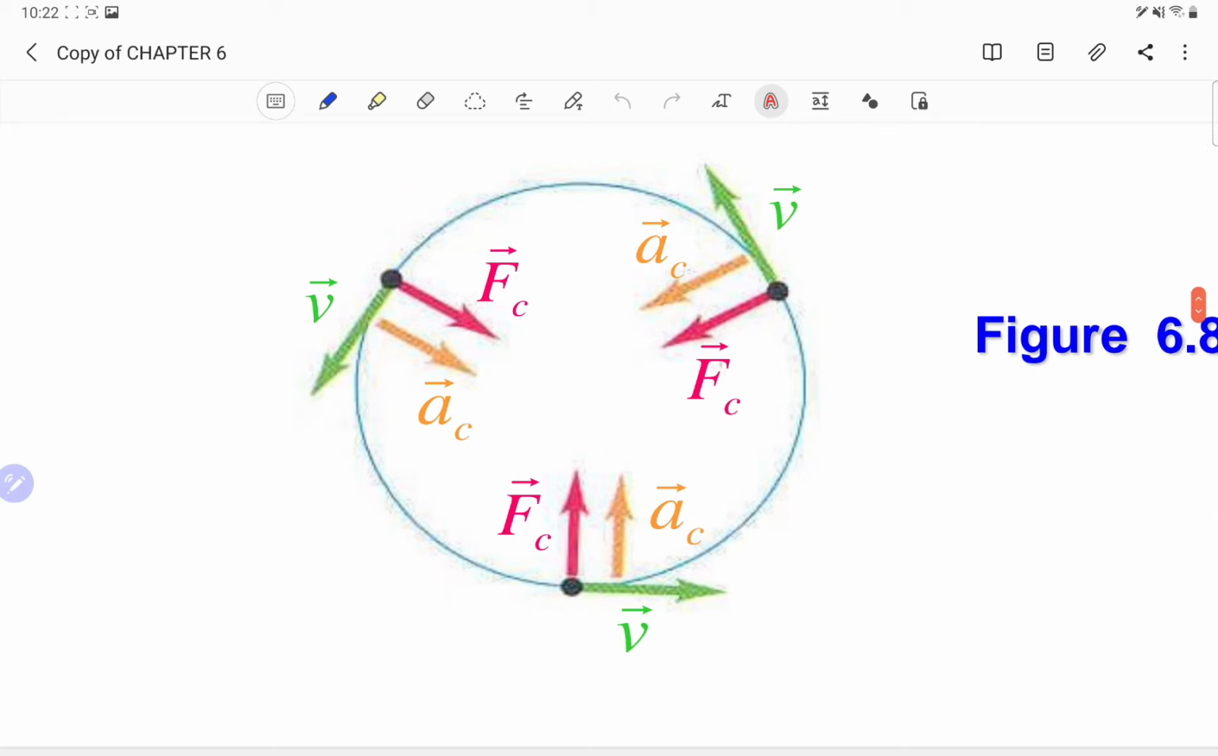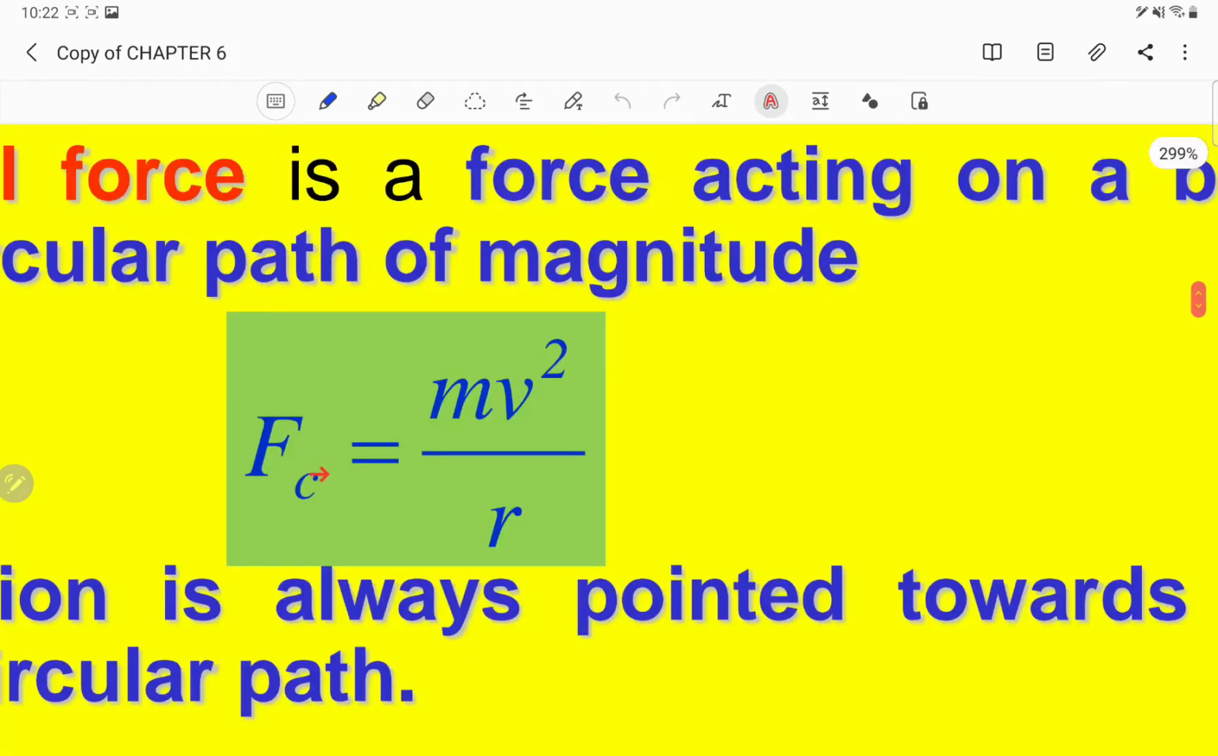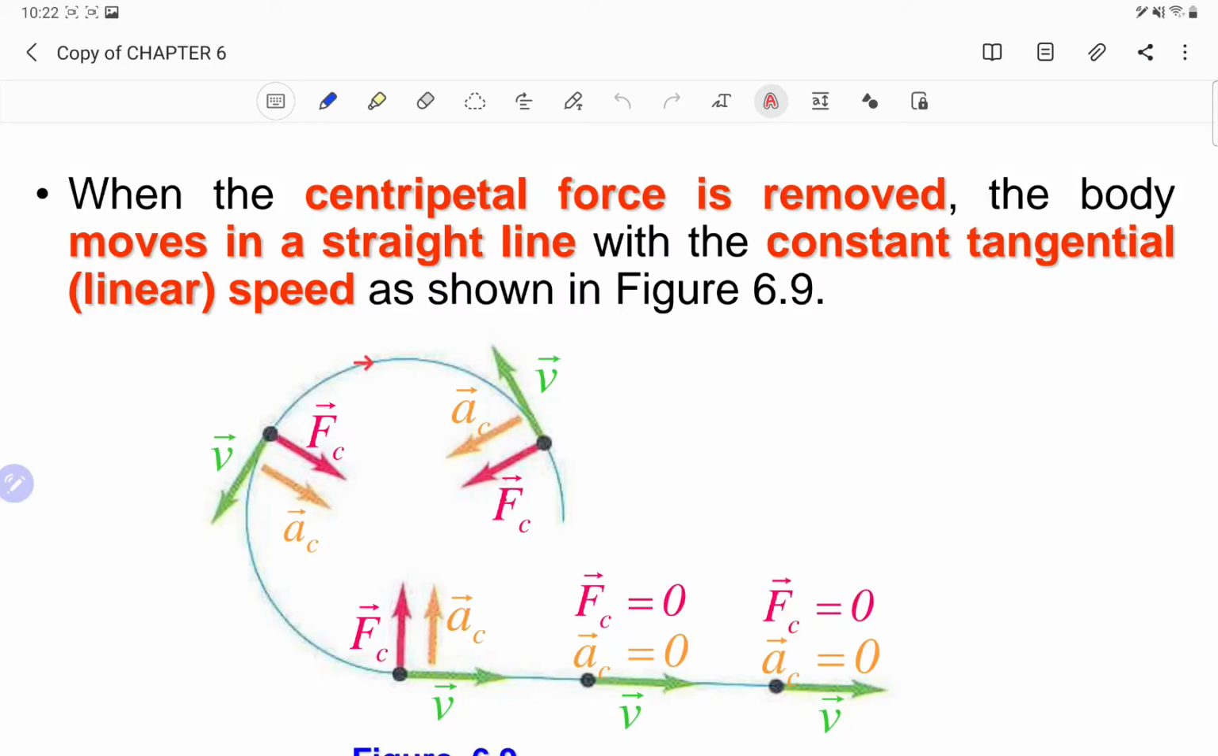Okay, so according to Newton's second law, F equals ma. Right, so because ac, centripetal acceleration, is moving towards the center, the direction of centripetal force is also going towards the center. So they have the same direction. So the formula for centripetal force, Fc equals mac, in which ac equals v squared over r. Okay, so when the centripetal force is removed, the body moves in a straight line with constant speed.